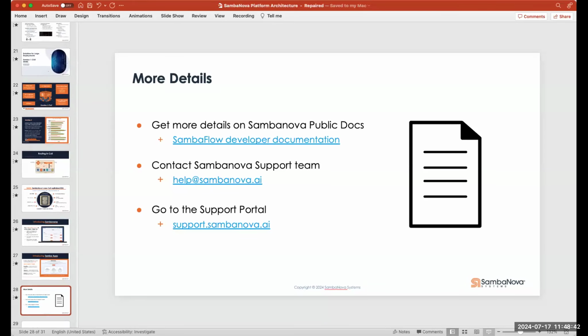You can get more information from our documentation as well as from our support portals, as well as our regular site. So feel free to register yourself and try out some of those things there.